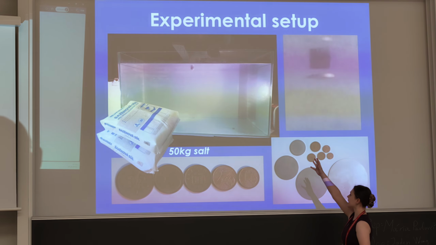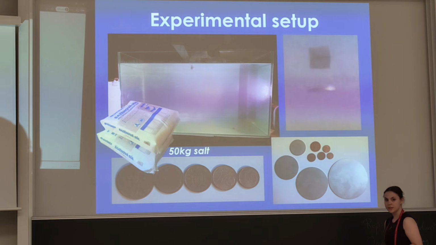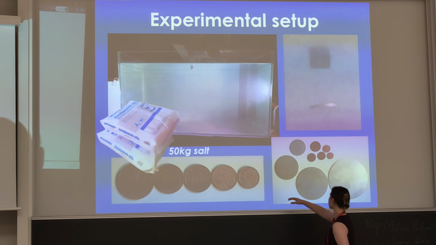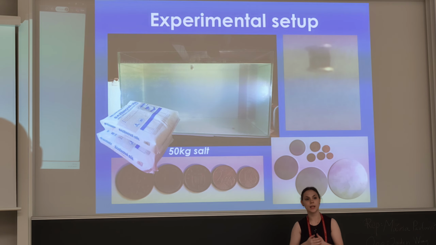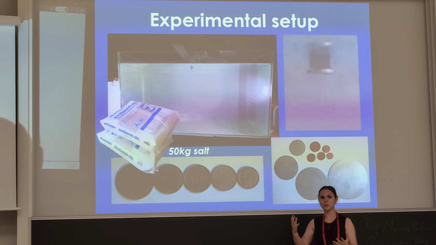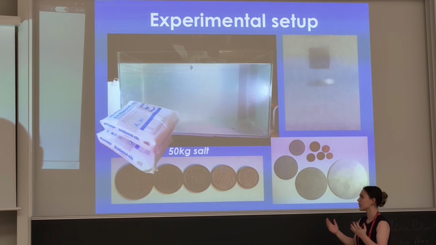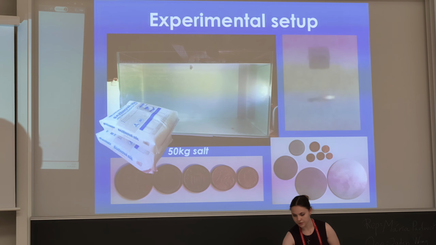This was my experimental setup. I had a large tank. I used an electromagnet, so I was able to release my coins very stably. I used all of these different coins and discs. The problem statement says to use liquid, but it's really hard to fill up a 170-liter tank with oil, for example. So I used salt to change the density of the water.